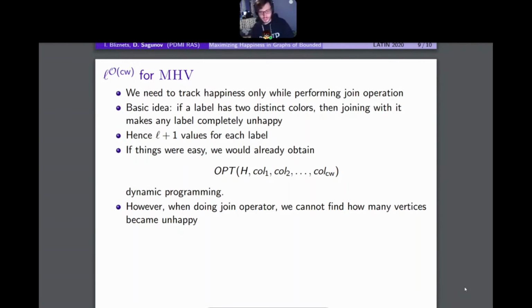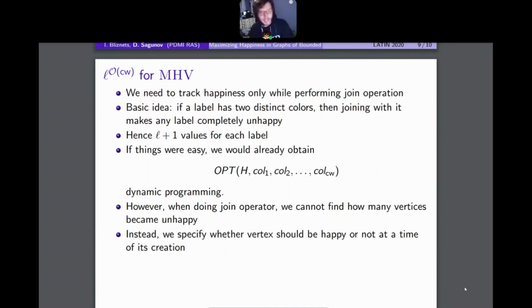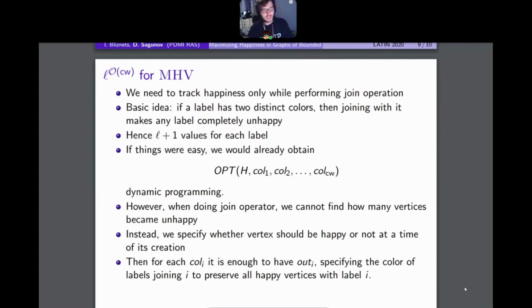To avoid this obstacle, you can decide for each vertex at the moment of creation. So when you introduce the vertex, you decide its color, and you decide whether this vertex should be happy. And if you decide that this vertex should be happy, then you apply restrictions on each join operation. So you cannot join this vertex with anything but the color of this vertex. So in addition to these color variables, you obtain one additional variable. It says that you can join this label only with this color.